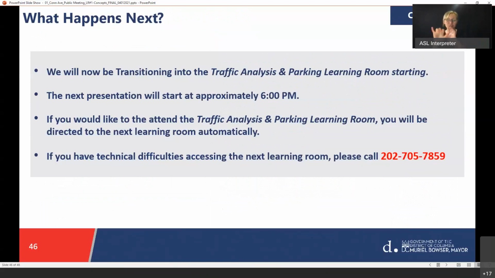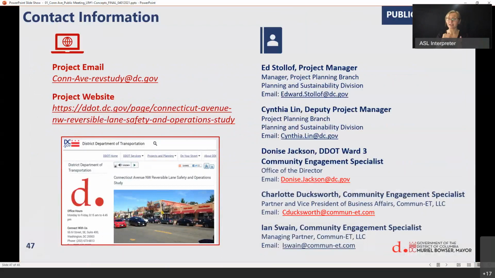So what happens next? We'll be transitioning to the traffic analysis and parking learning room starting shortly. If you would like to attend the traffic analysis and parking room, you'll be directed to the next learning room automatically. Just stay where you are. If you have technical difficulties accessing the room, please call the following number in red: 202-705-7859.